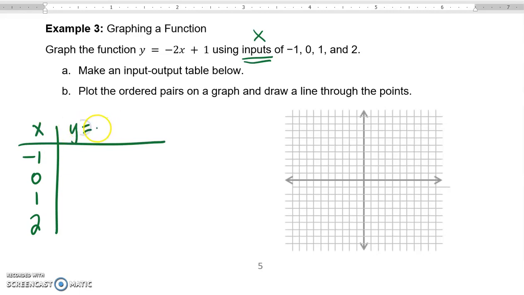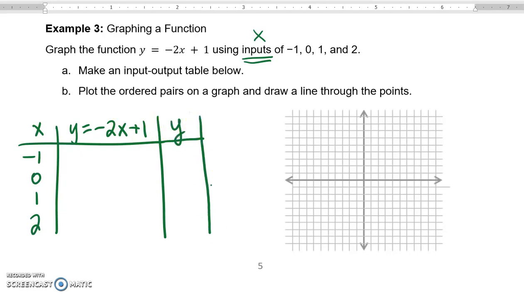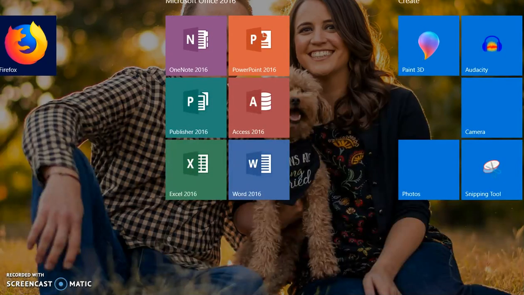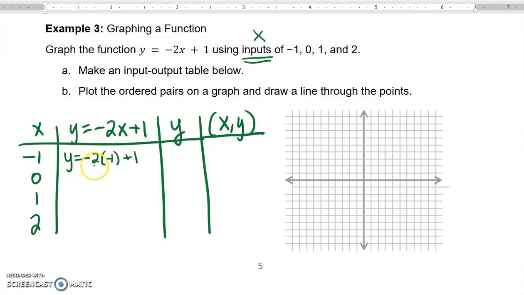My x's are going to be negative 1, 0, 1, and 2. My function, I'm going to write here in the center so I have room to show my work, is y equals negative 2x plus 1. I'm going to get my output, and then my ordered pair I'm going to write in this column, okay? So y equals negative 2 times negative 1 plus 1. Negative 2 times negative 1 is positive 2. 2 plus 1 is 3. So this is the point negative 1, 3, x comma y.